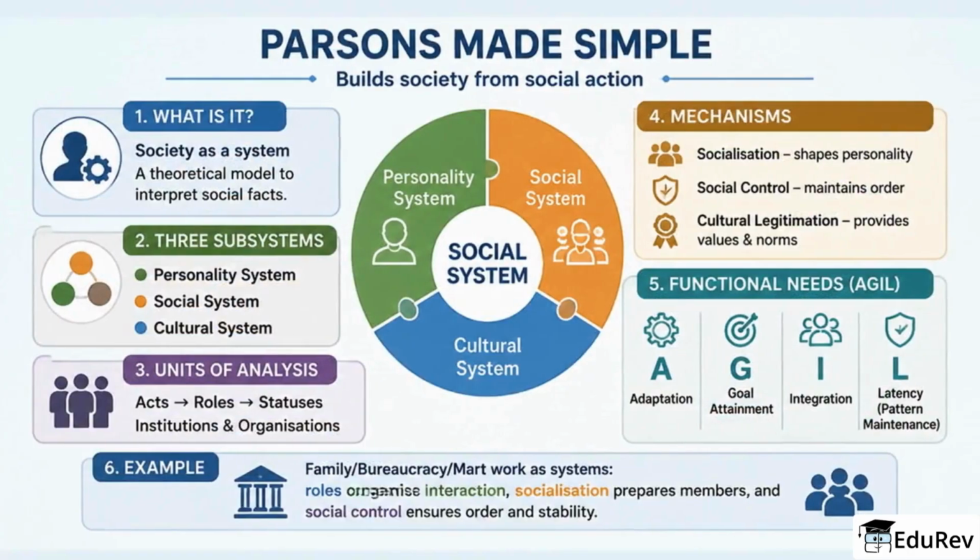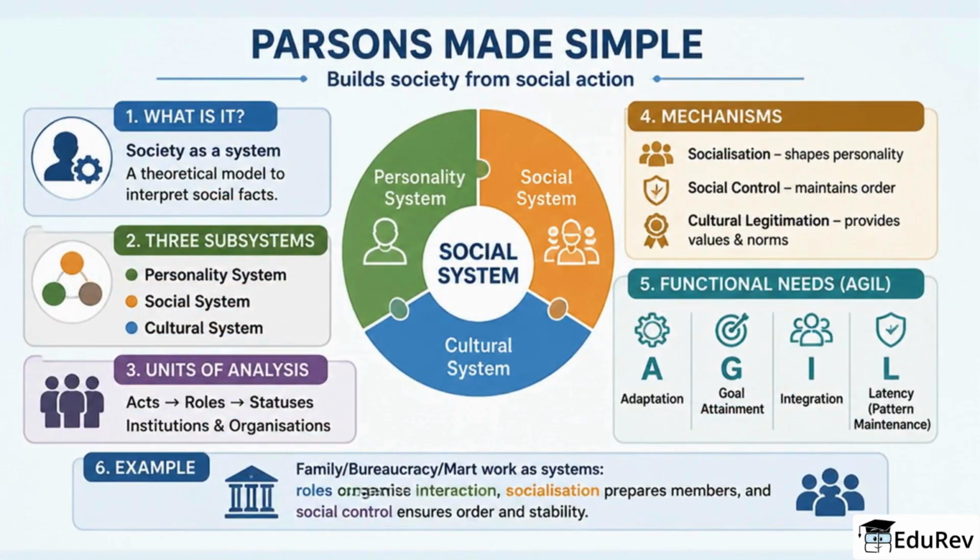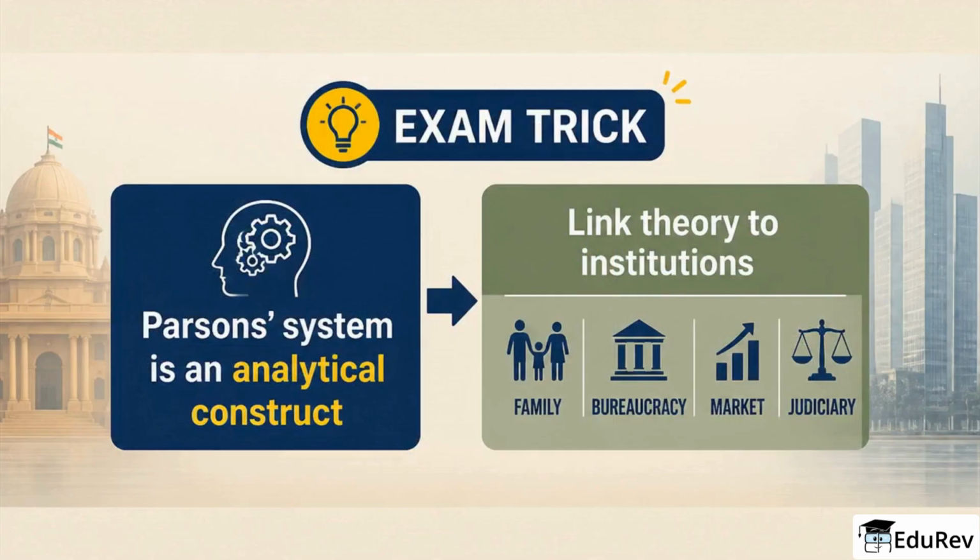You can now form a crisp 6 to 8 line answer. Define Parsons' social system, give the 3 subsystems, explain mechanisms, and end with an example. And remember the exam trick: mention that Parsons' system is an analytical construct and link theory to institutional examples.